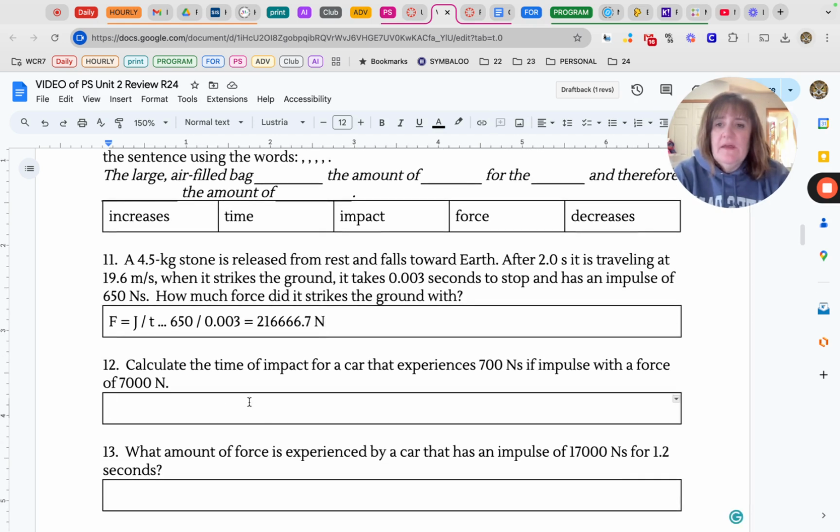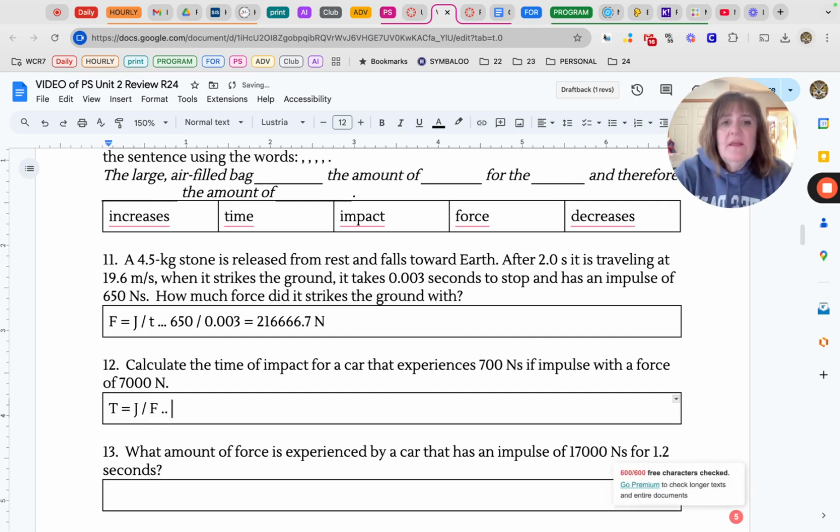Number 12. Calculate the time. Time is equal to impulse divided by force. The impulse given in the problem is 700 Newton seconds divided by the force of 7,000 newtons. Be sure you type it correctly. 700 divided by 7,000 is 0.1 seconds.